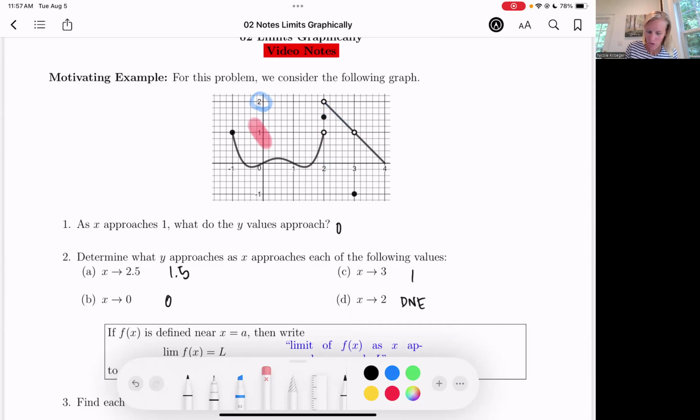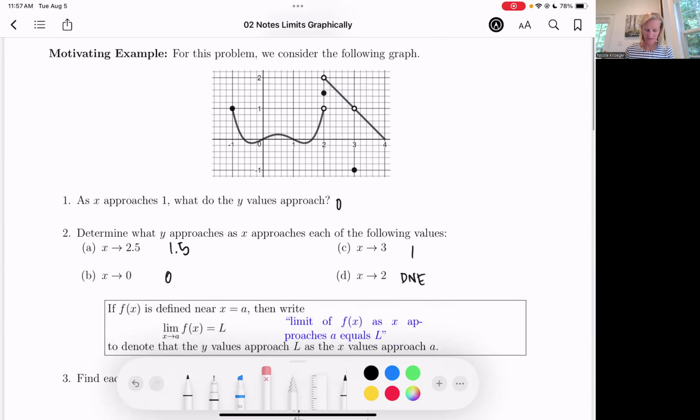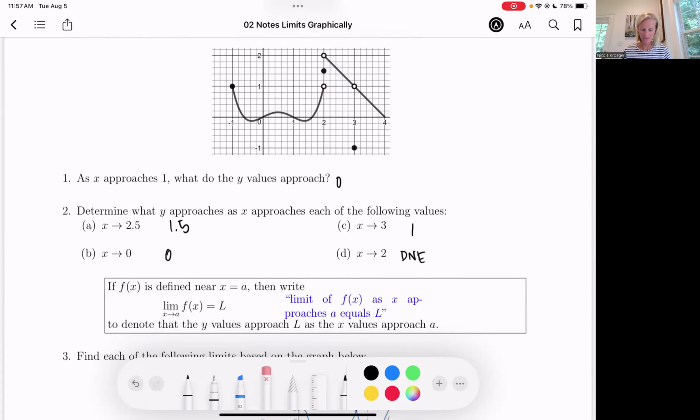Okay, so we can formalize all of these things that we just did here. We call these limits. So a limit is essentially exactly what we're doing. A limit is asking, as the x values approach a certain value, what do the y values of the function do? So the way that we write this is the limit as x approaches a of f of x equals L. That's how you read that statement. This statement says that as x gets closer to a, then the y values get closer to L.